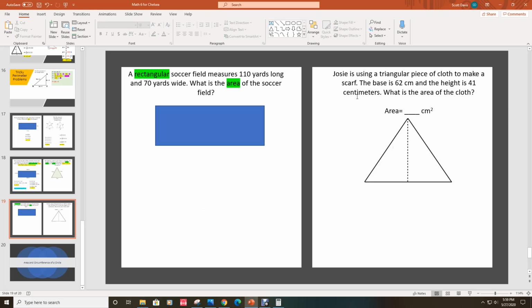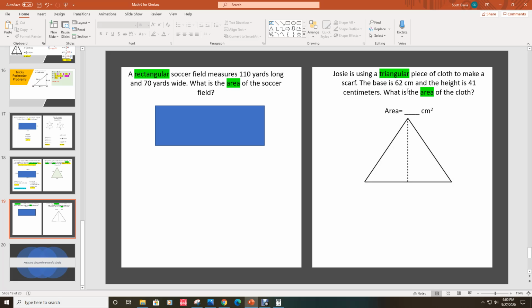This one says Josie is using a triangular piece of cloth to make a scarf. Okay, triangular. So we know we are using a triangle. So I would already immediately draw a triangle. Then it gives me what the base is. It gives me what the height is. And it says what is the area of the cloth. So we know what it's asking us. It wants to know the area, and we know it's a triangle. That's fairly simple. I'm going to find my formula for area of a triangle, plug it in as I go, and draw it on my picture.